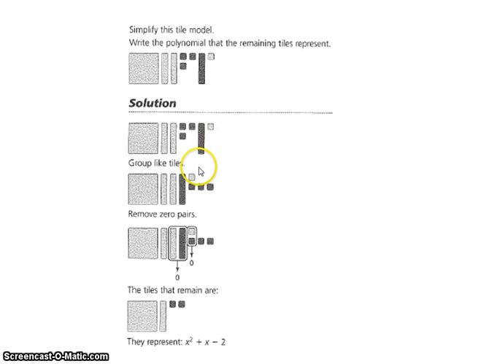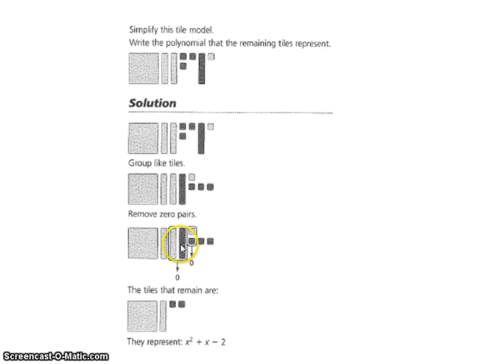Okay, so once we get them all grouped up in their like terms, we can start removing the zero pairs. Okay, so this black one here would represent a negative x. This would represent a positive x. So we could circle those, scratch them out, whatever you want to do. They cancel each other out. Okay, just as this white one cancels out this black one. So we can remove those.